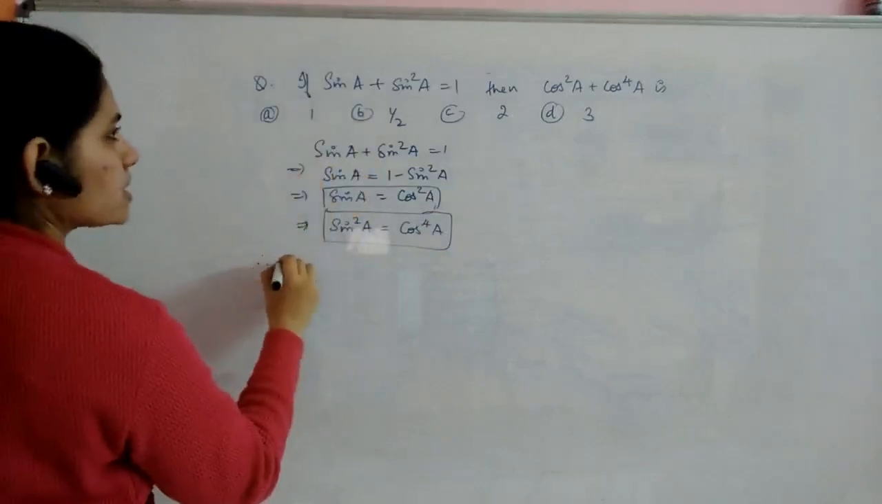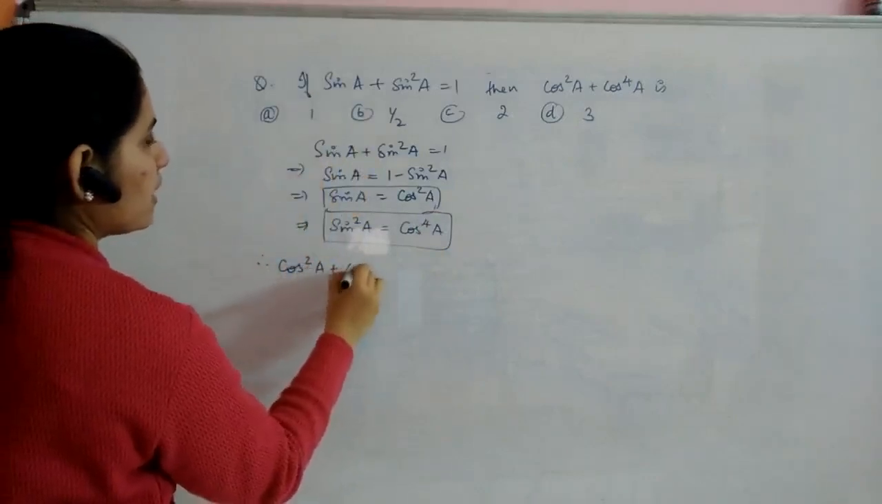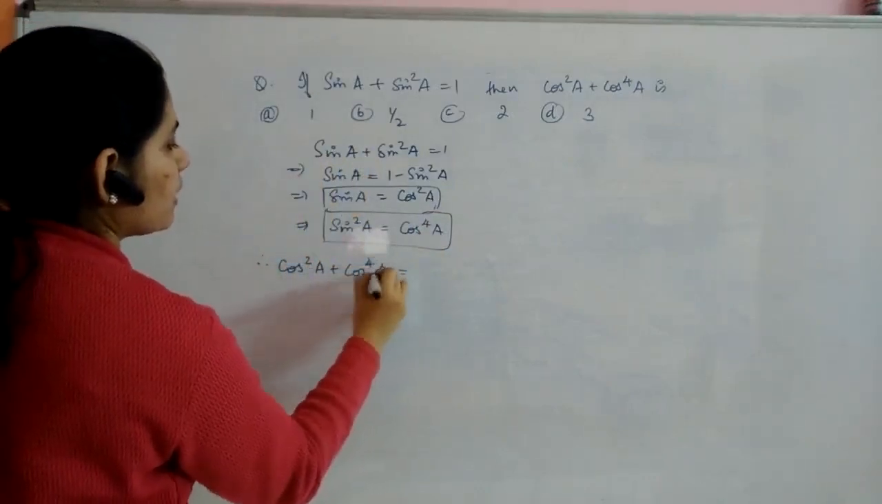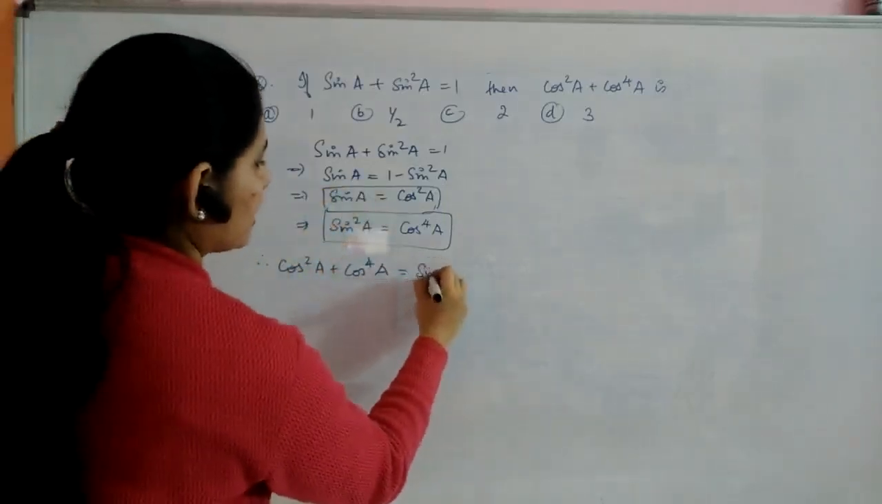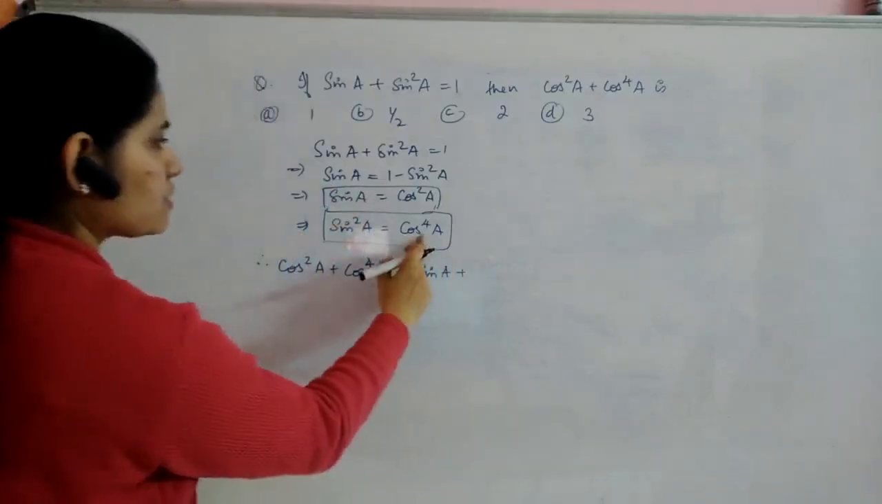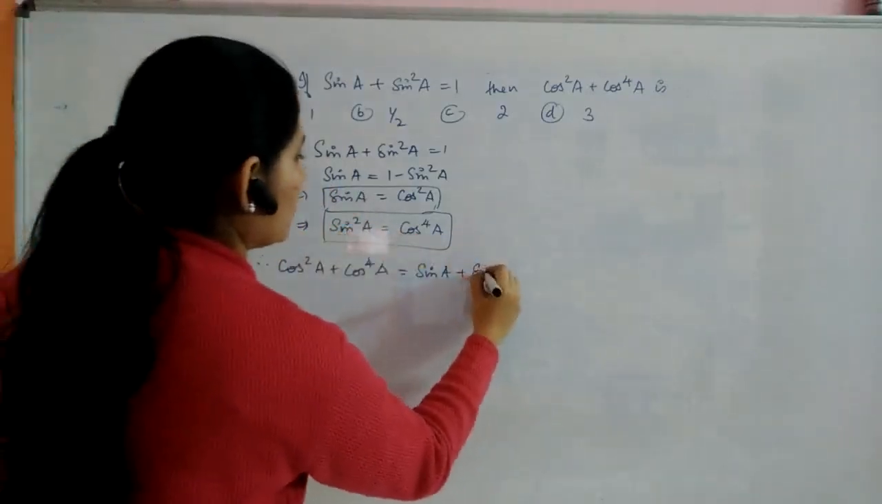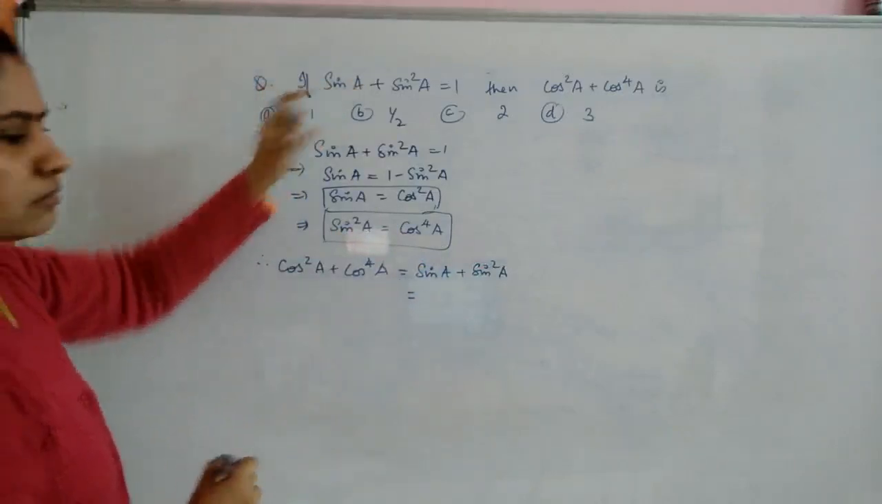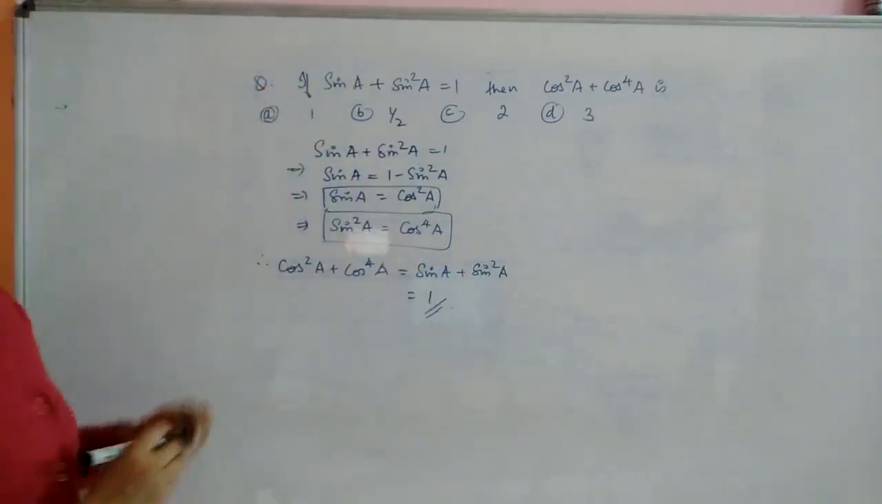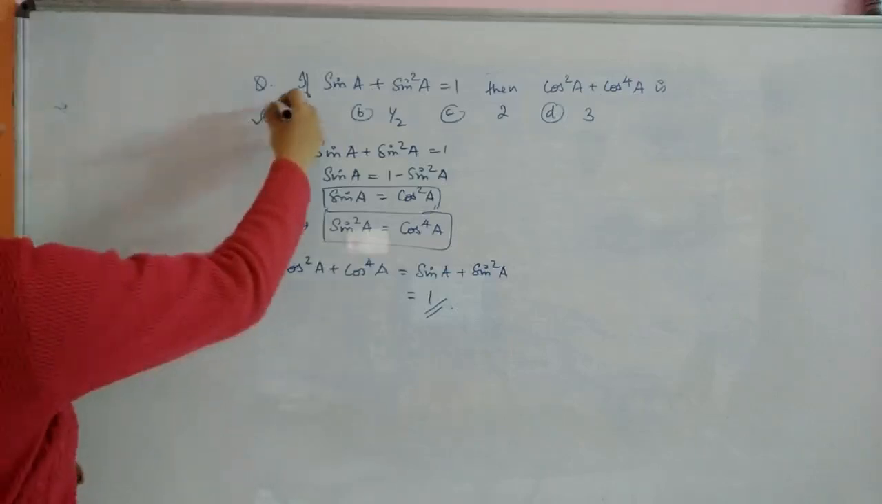Now go to the question. Therefore, cos square A plus cos raised to 4A will give you, replace cos square A with what you have got, sin A, plus cos raised to 4A is sin square A, and what is given as sin A plus sin square A? It is 1. Okay. So the option is 1.